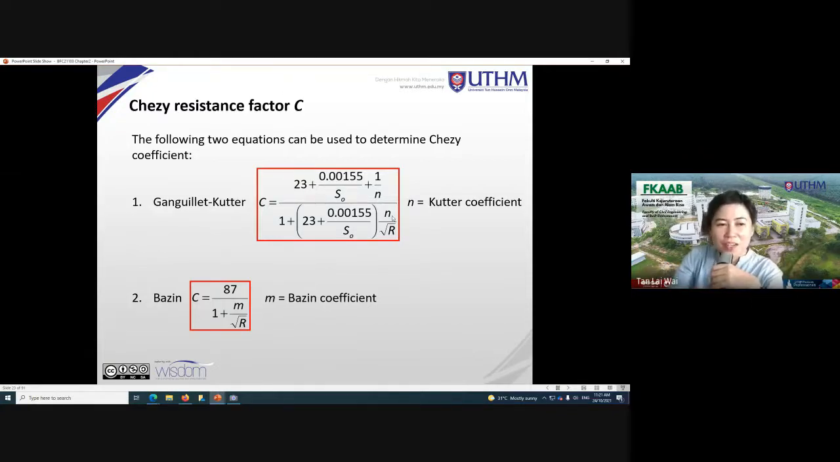Either way. So this is Ganguillet-Kutter. If you look at this formula here, Ganguillet-Kutter, to find Chezy roughness coefficient value, it actually depends on the longitudinal slope of your channel, the Manning roughness, and also the hydraulic radius. Meanwhile for Bazin, it depends on Bazin coefficient and also the hydraulic radius.